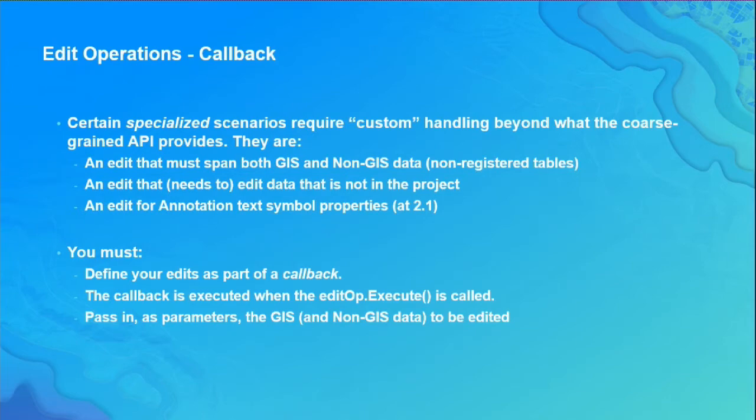And at 2.1, you need to edit annotation text symbol properties. We're going to enhance annotation text symbol property editing at 2.2 and 2.3, but for now, you've got to use a callback. All right, so how do you use a callback? Well, you define your edits as part of a callback. We'll see that. The callback is executed when the EditOperation.execute is called. And you have to provide as additional parameters to the callback the GIS and non-GIS data you want to be edited.